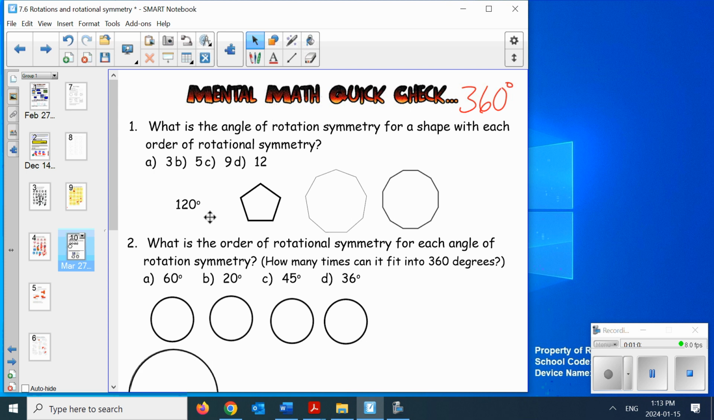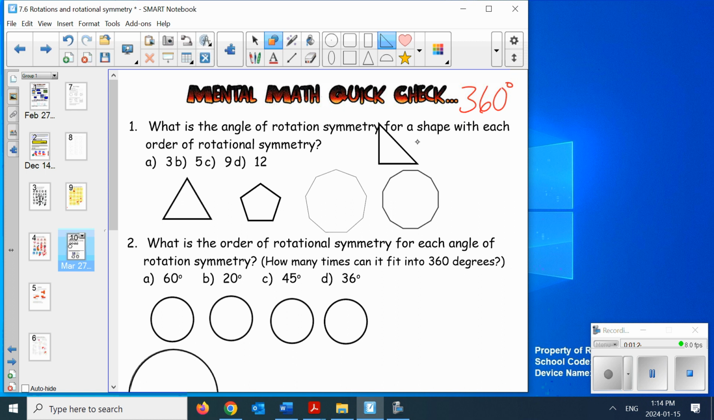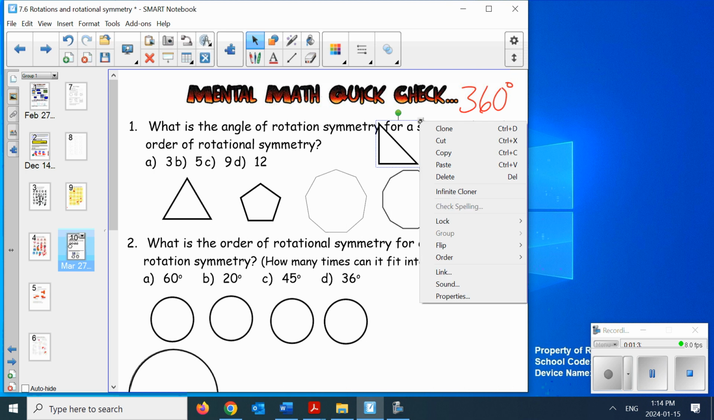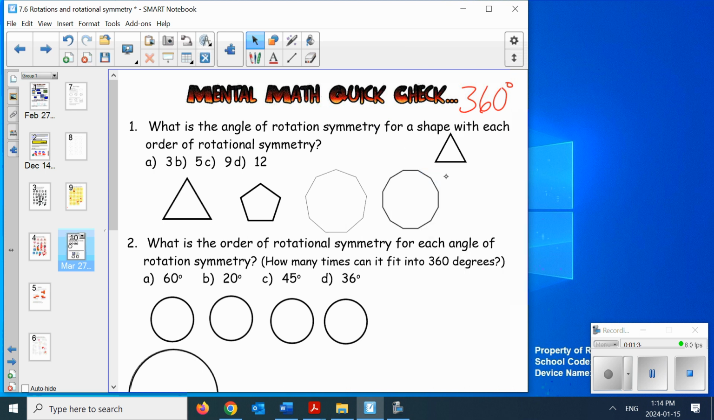I'm just putting that there. I actually forgot that I was going to twirl it. How do you get 120 from that? I'll just show you what I mean here, without twirling. I'll make a new triangle. Let's think of this. So right now I'm talking about an order of symmetry of 3.